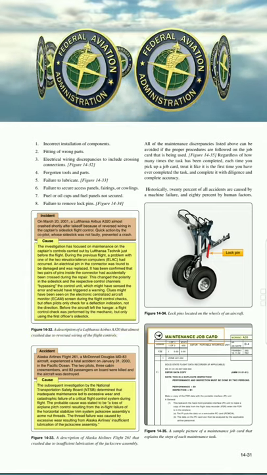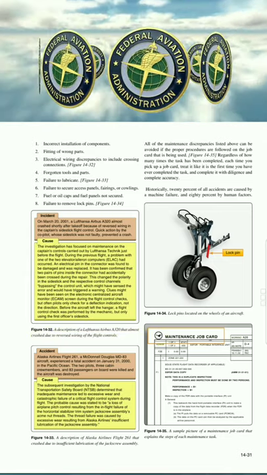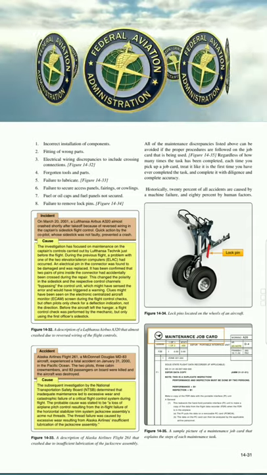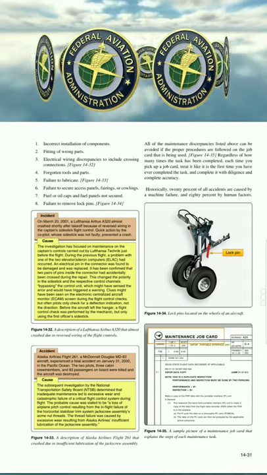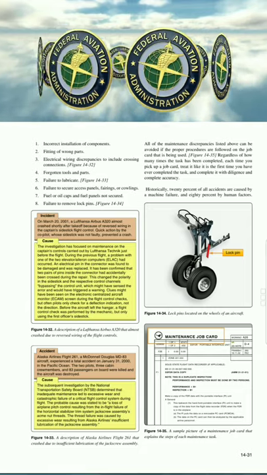Maintenance job card. UZ0030. Job. Portable interface unit.